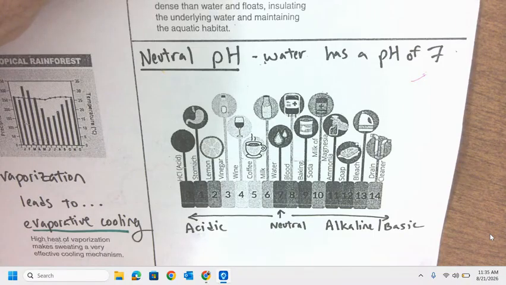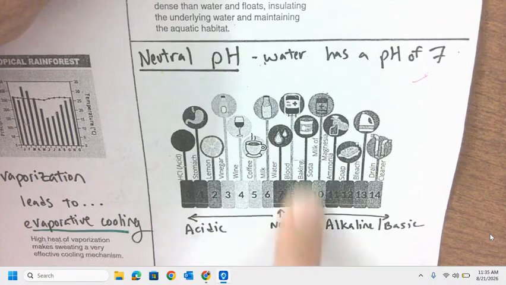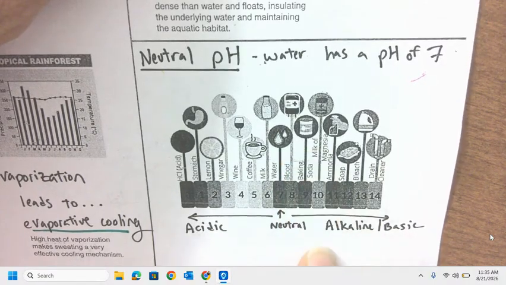Now, the enzymes in our stomach work best at an acidic pH. The enzymes in our intestines work best at a slightly basic or alkaline pH, but many of the enzymes in our body work best at a pH of around 7, and that's because our body is made up of water.